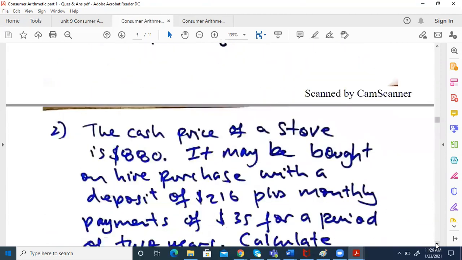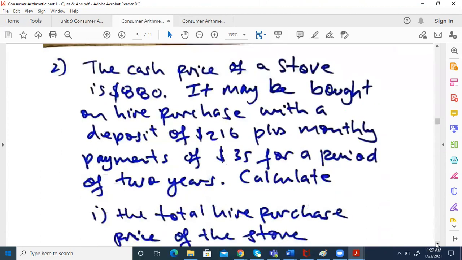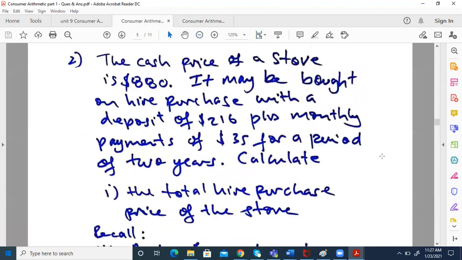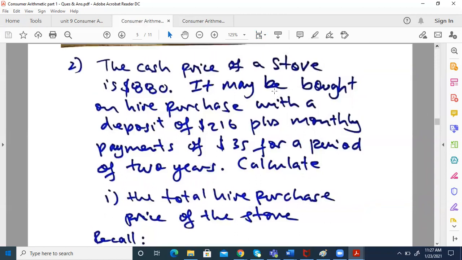All right, so I give you this question to do. It says the cash price, I'll make it smaller. Hopefully it doesn't give away too much. The cash price of a stove is 880. It may be bought on hire purchase with a deposit of 216 plus monthly payments of 35 for a period of 2 years. Calculate the total hire purchase price of the stove. So I give you that to do, and I figure there's some more below. When you finish that, you tell me, and then we go to the other part.